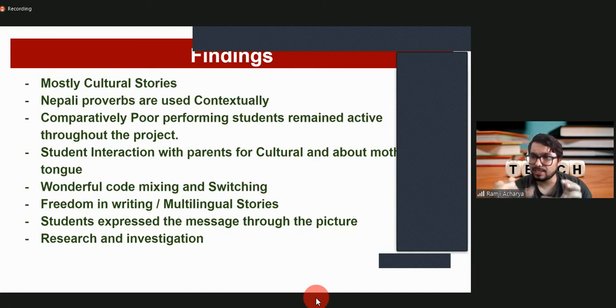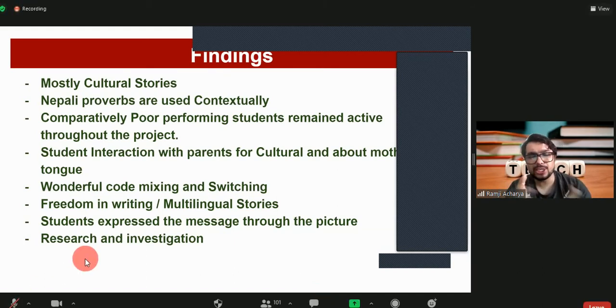They use multiple languages in the story, and have freedom in writing. Multilingual stories are there, and inside the story multilingual sentences can be found. And I'm going to wrap up.